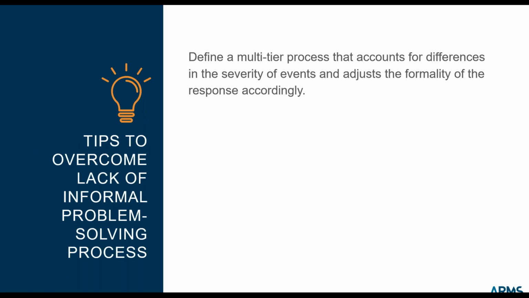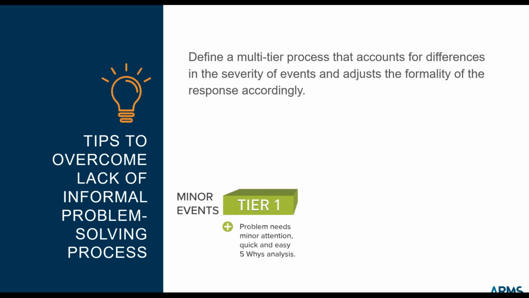So what we'd recommend is, as your process becomes more mature, you move to a multi-tier process. So this is something I've mentioned before as far as having different tools used to investigate incidents depending on the type of incident. So looking at, for minor events, which we'll call a tier 1, maybe it just needs a quick 5 why, but you still want to have it documented and you want to have clear solutions come out of it.